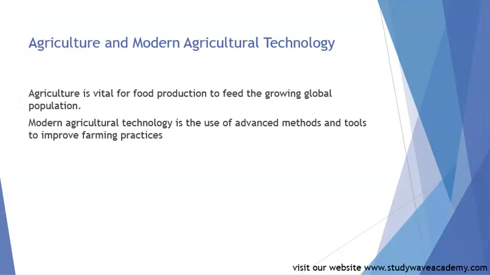Agriculture is vital for food production to feed the growing global population. Remember, agriculture is the cultivation of crops and rearing of animals. Modern agricultural technology is the use of advanced methods and tools to improve farming practice.